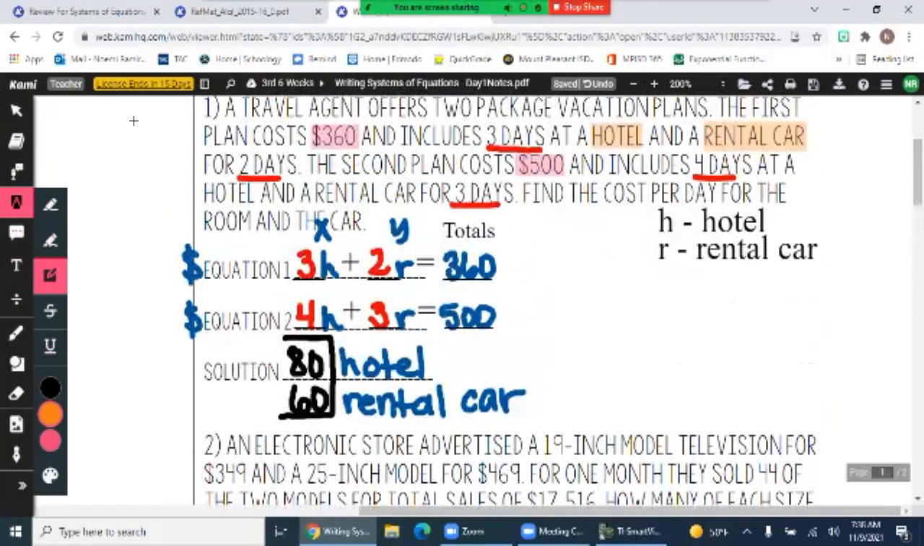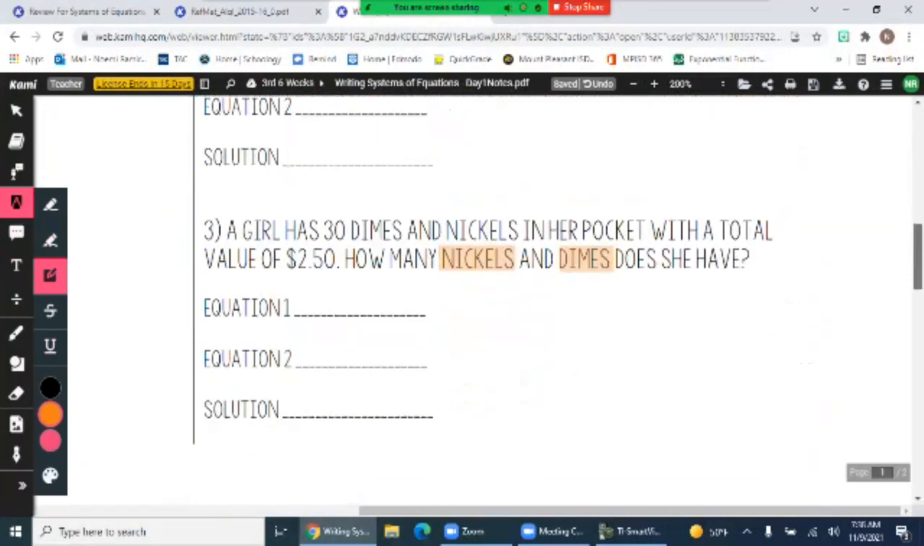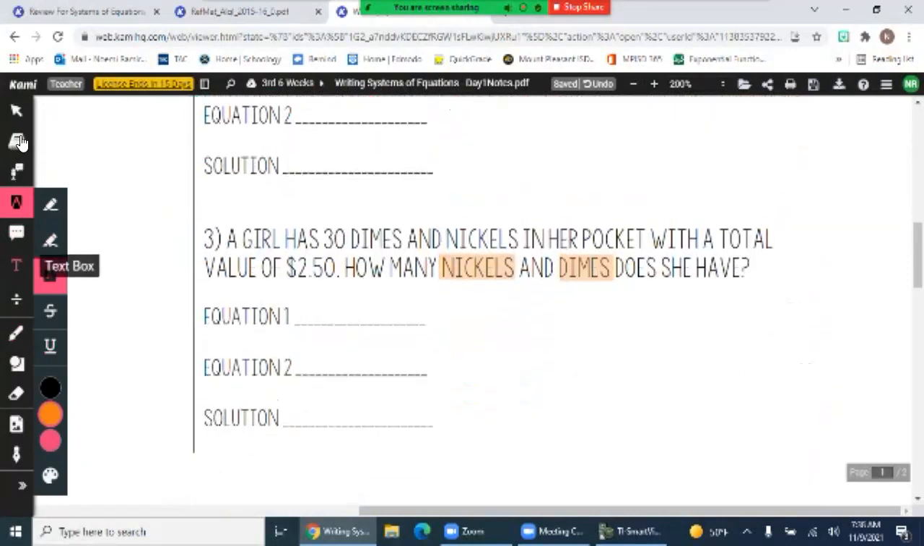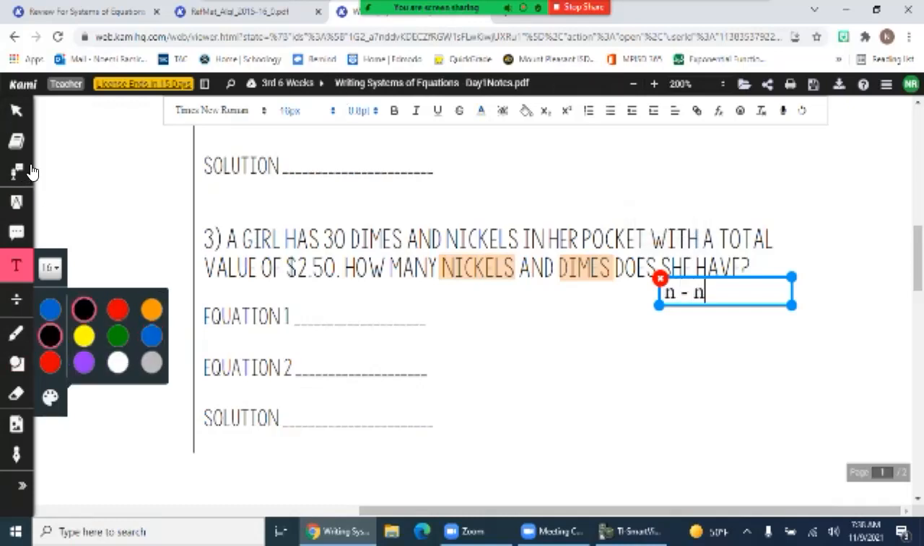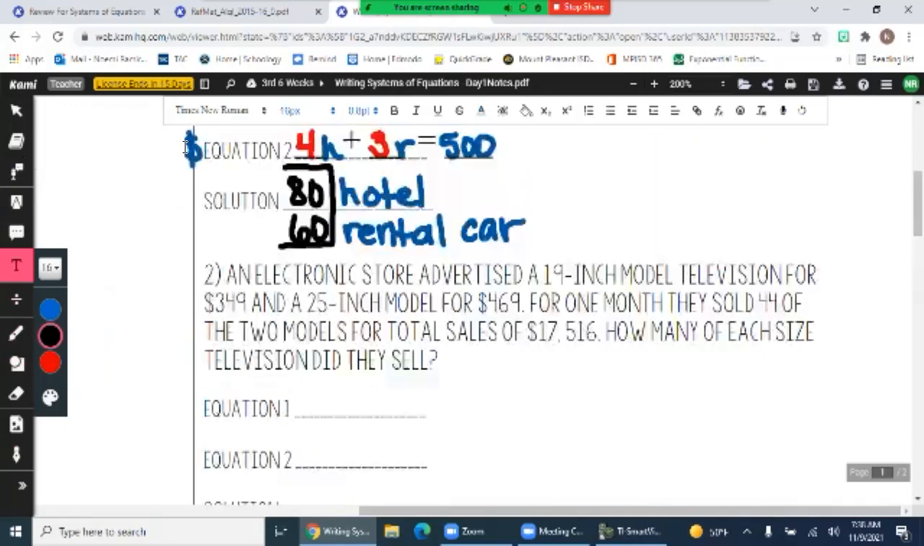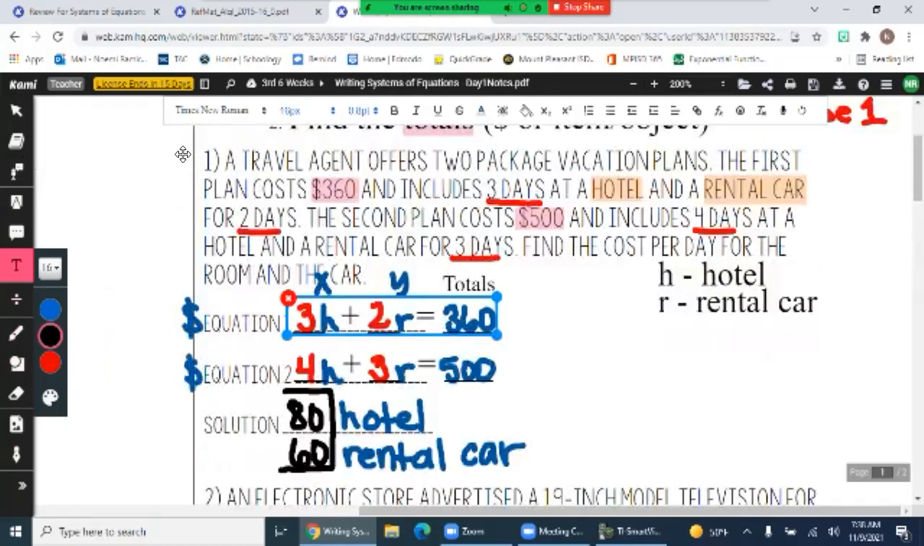Find the cost per day for the room and car, hotel room, rental car. I could actually put hotel room instead of just hotel. So these are our 2 variables. I'm going to type those out here. I'm going to use N for nickels and D for dimes. Okay. Now I'm going to use the same format.